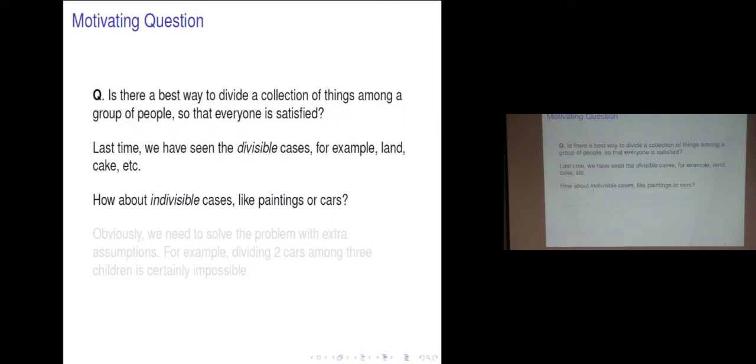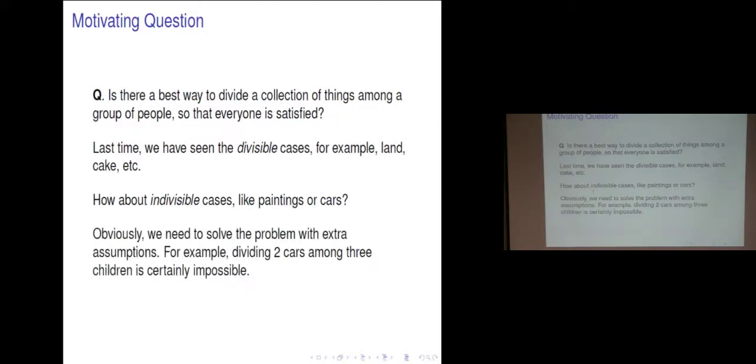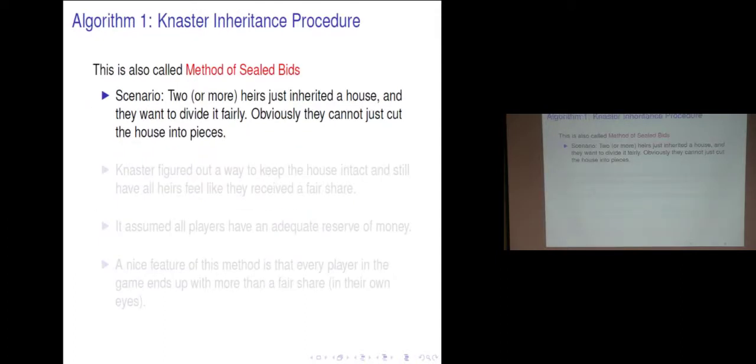So can we have a way to divide those things? Well, obviously we need to have some extra assumption. For example, suppose we want to divide two cars, or divide one painting among three people. That is certainly impossible. There is only one piece, and three persons want to get it. So we have to think of some other ways. We need to add some extra assumptions to solve the problem. But the question is quite interesting.